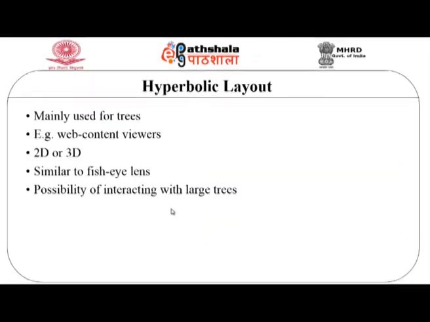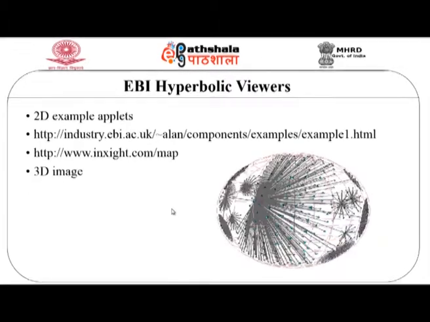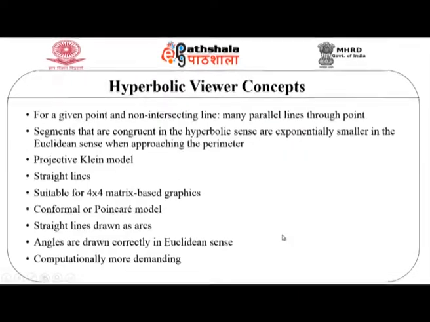You also have hyperbolic layouts, as in the case of trees. For graphs, we also have hyperbolic layouts. Examples are web content viewers. It can be either in 2D or 3D. These hyperbolic layouts are similar to fisheye lenses, and there is a possibility of interacting with large trees. So this is a hyperbolic viewer. You have an example at this particular URL. These are various URLs which show these kinds of hyperbolic viewers. This is a 3D hyperbolic viewer.